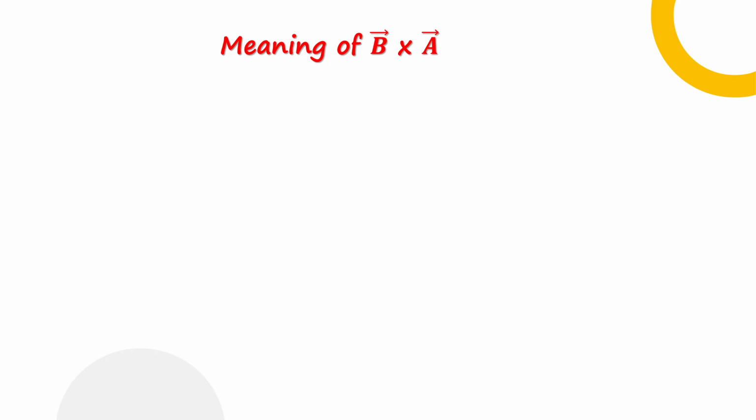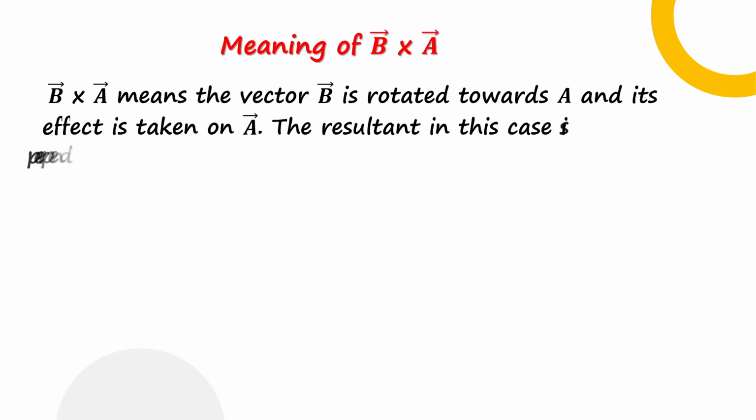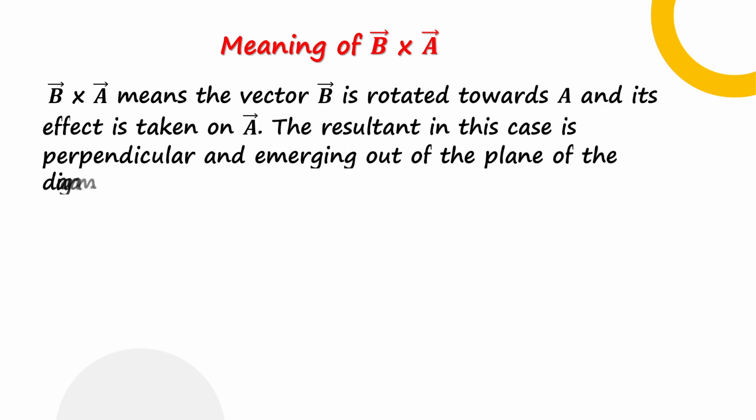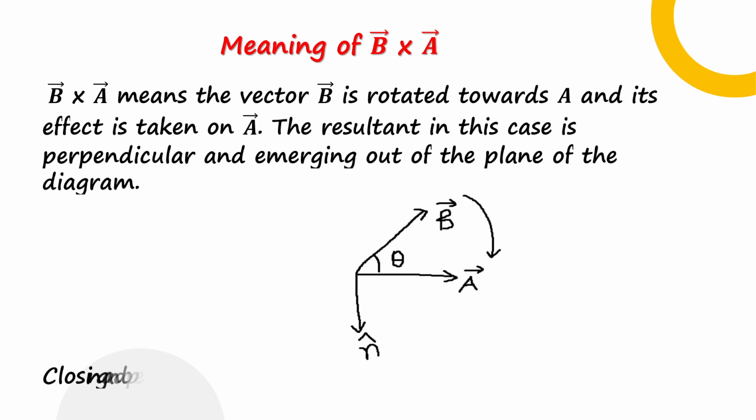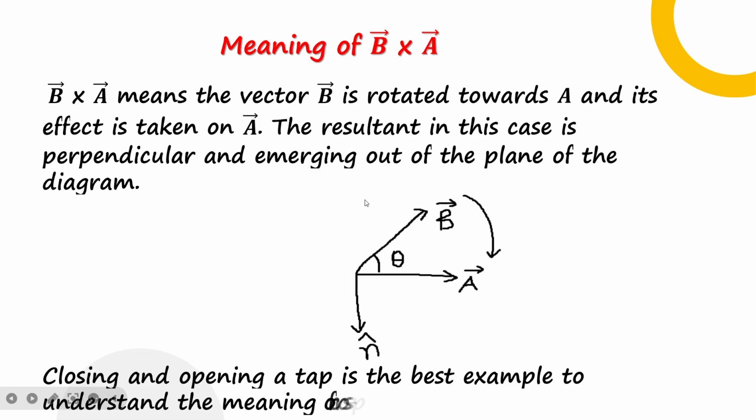Similarly, we can guess the meaning of B cross A. B cross A means the vector B is rotated towards vector A and its effect is taken on vector A. The resultant in this case is going into the plane. One common example to understand the cross product of vectors is closing and opening of a tap.